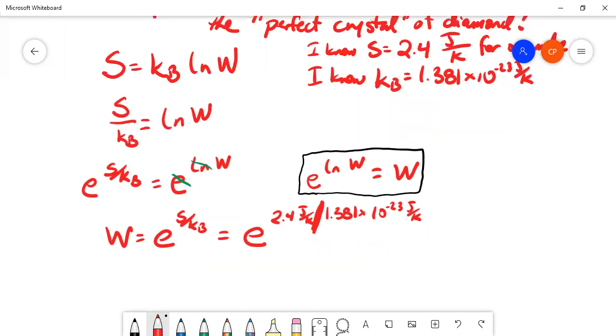I mucked around with this a little bit earlier. 2.4 divided by 1.381 times 10 to the negative 23rd. Stick it in parentheses if it makes you feel more comfortable with it. Okay? And when I go 2.4 divided by 1.381 E negative 23 in my calculator, I'm going to come out with E raised to the 1.74 times 10 to the 23rd power.